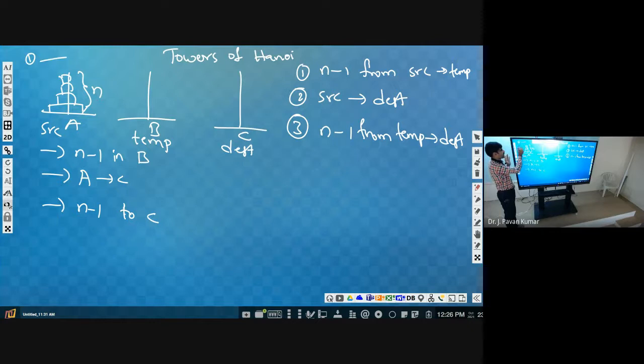At a time only one box we have to move. The second condition is that on a smaller one we cannot place a larger one. Okay, the reverse is possible. Only the reverse is possible. So by considering these 2 conditions and the requirement, this is the Towers of Hanoi problem. How are we solving this problem? By making use of recursion.